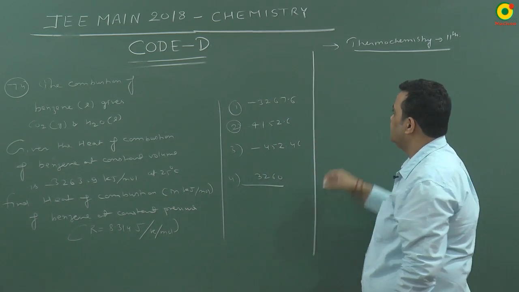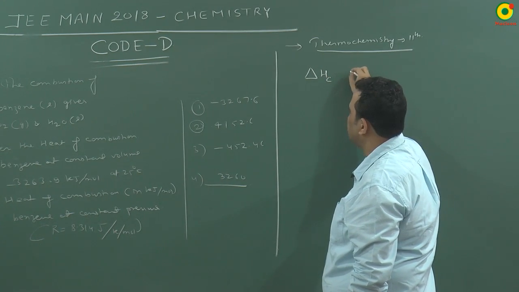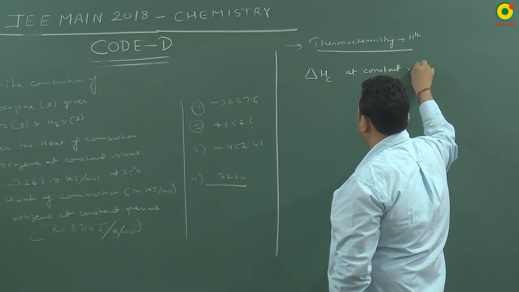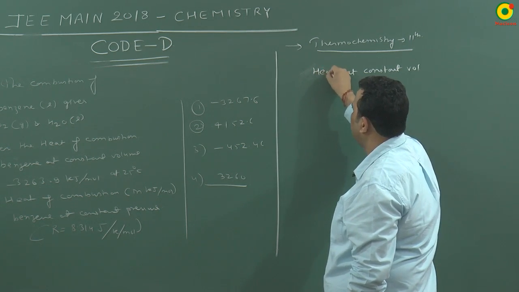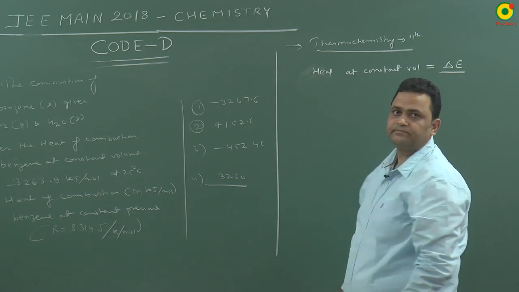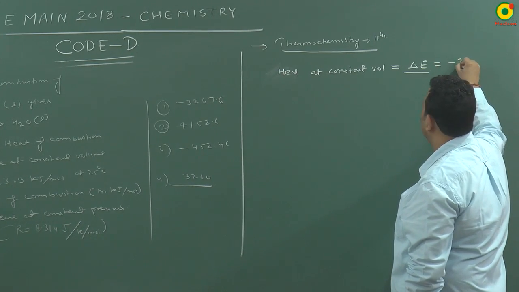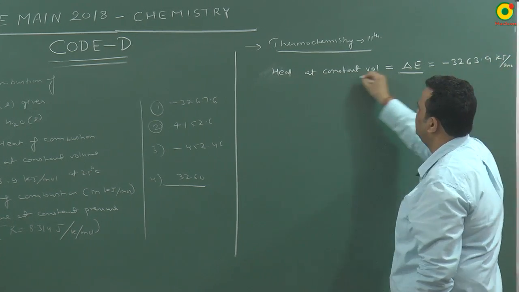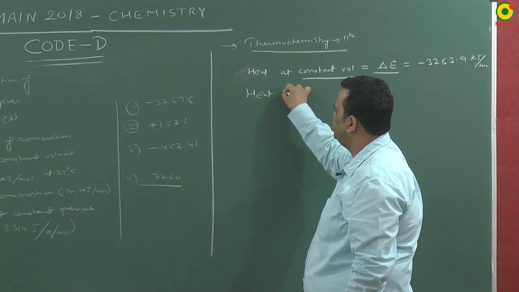So he has given the heat of combustion, delta Hc, of benzene at constant volume. Now I should write it: heat of combustion at constant volume we can write as delta E, the change in internal energy. So he has given delta E as minus 3263.9 kilojoule per mole at constant volume. What is he asking? He is asking for the heat at constant pressure.